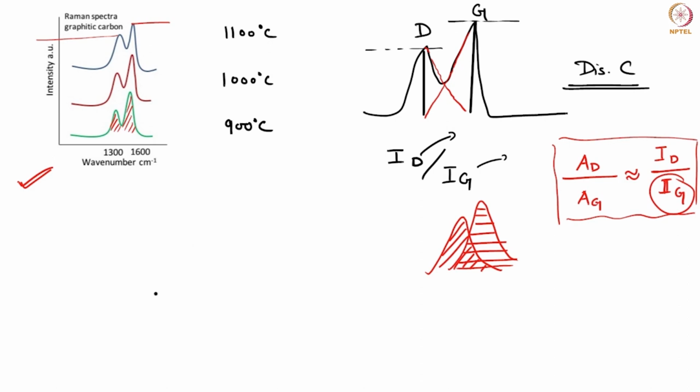Typically within a certain range the ID by IG ratio will have a linear increase, and that linear increase will tell you whether or not you have more graphitic or more disordered content. However, if the disorder increases too much, in that case you may not get a linear increase. So remember that. But for most practical purposes, this method is very useful, and this is how you calculate it.